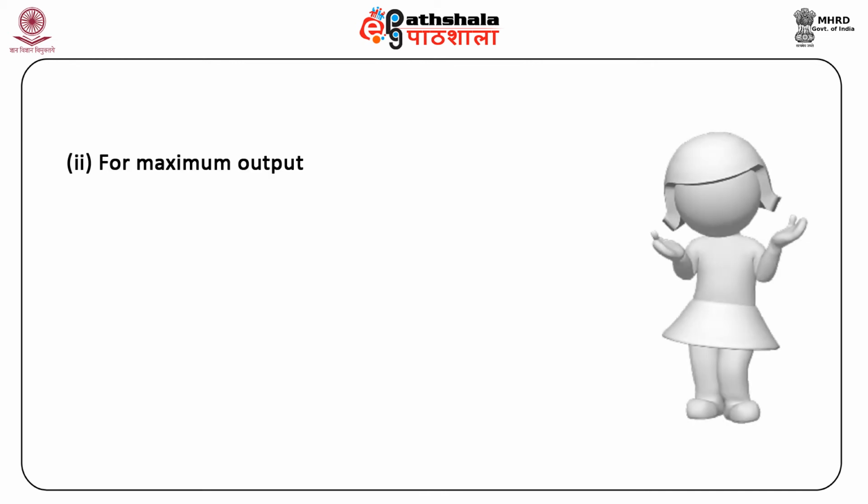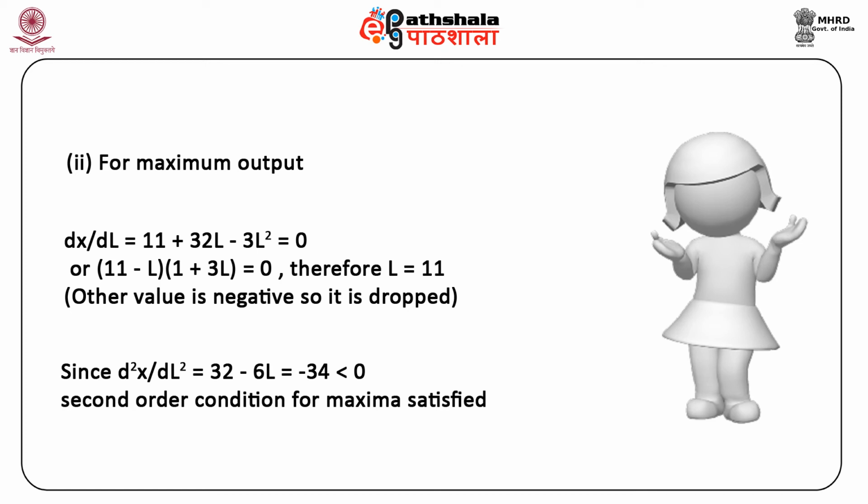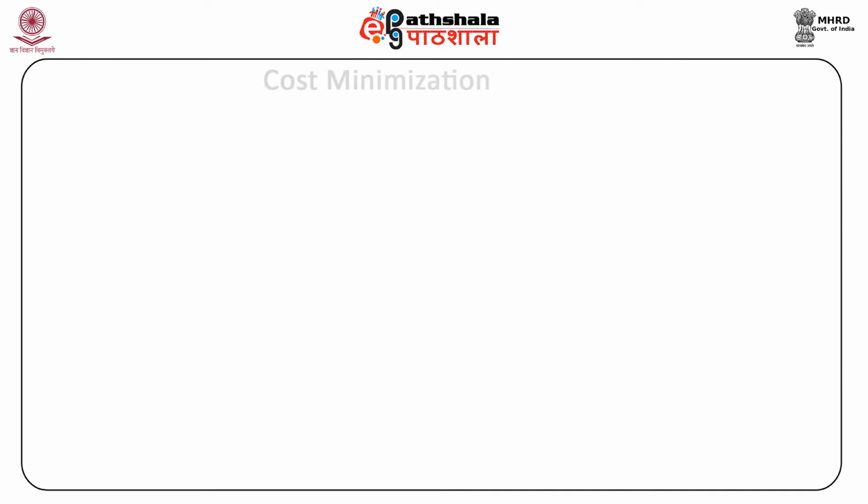For the second part, maximum output, we have dx/dL equal to 11 plus 32L minus 3L² equal to 0, or (11 minus L)(1 plus 3L) equal to 0, which gives L equal to 11. The other value of L being negative is dropped. Since the double derivative is equal to minus 34 and is less than 0, the second order condition for maxima is satisfied. Another important application is the cost minimization exercise.